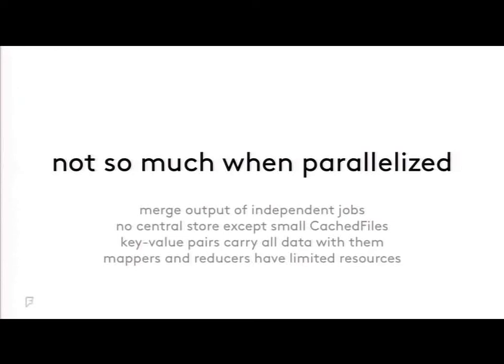You don't have the benefit of a central store, except Hadoop gives you this thing called cached files, but they're not really useful for this purpose. So what that means is you've got to design your job so that the key value pairs that you emit carry all the information that they need with them. And this is easier said than done, because mappers and reducers don't have a ton of resources, right? You could kill a mapper or reducer if you passed along gigantic shapes with it, for instance.